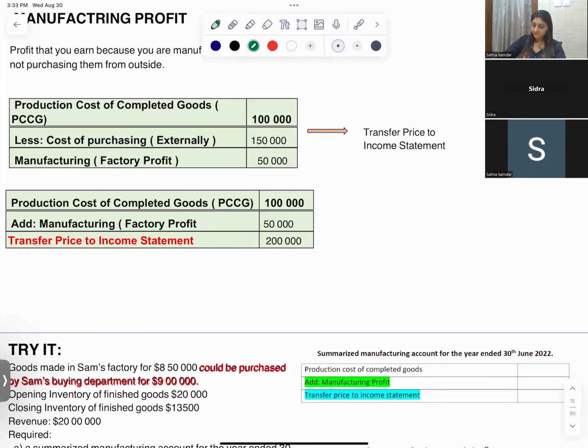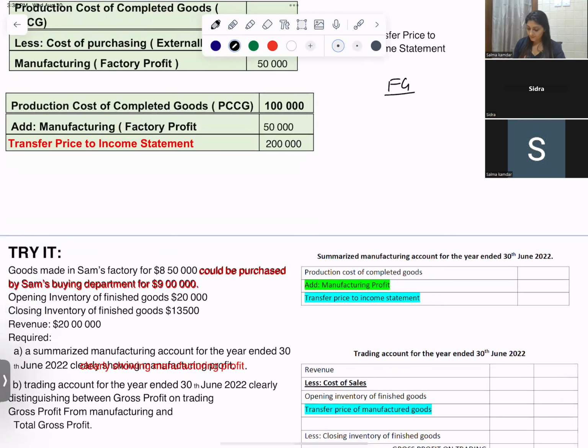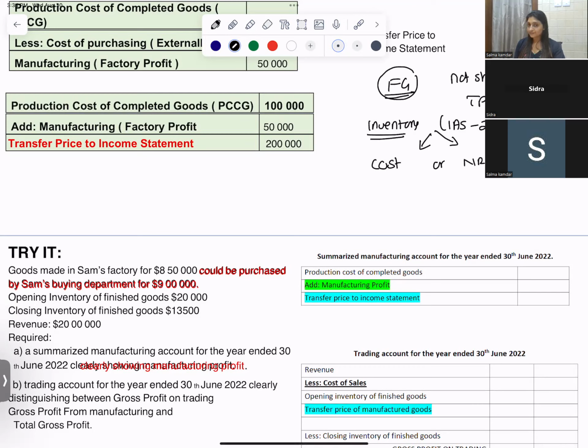The question says, why is finished goods inventory not shown at transfer price in the statement of financial position? Tell me, any inventory that you value according to IAS 2 has to be valued at what price? Lower of cost or NRV. So according to IAS 2, your inventory should be valued at cost or NRV, whichever is lower. Am I correct? Yes.